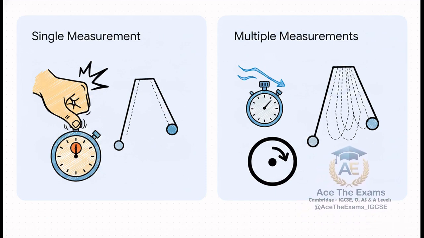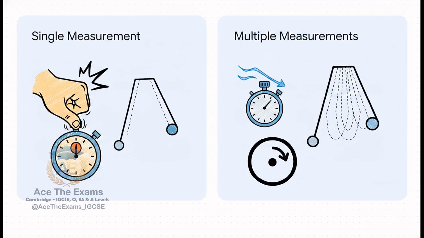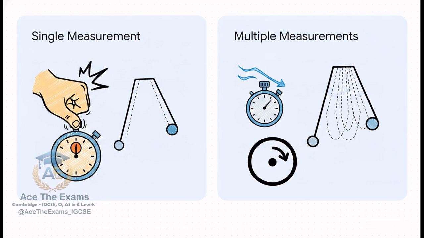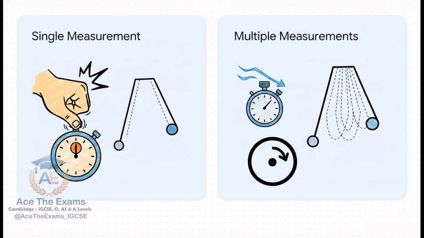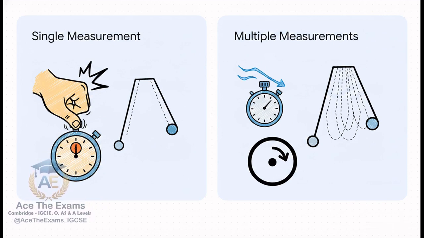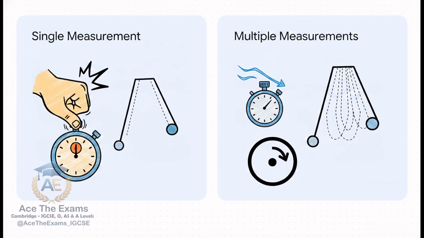But by timing 20 complete oscillations and then dividing that total time by 20, you drastically shrink the impact of your reaction time. It's a brilliant, incredibly simple technique to isolate the true period, and it's exactly the kind of methodological thinking that examiners are desperately looking for.